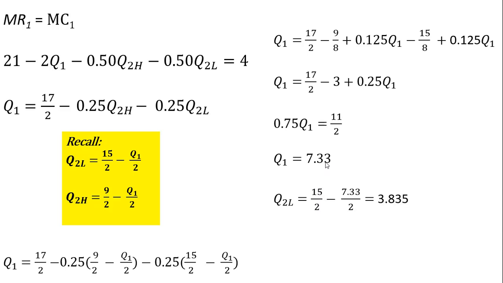Plugging that 7.33 into Firm 2's reaction function under low marginal cost or high marginal cost. For low marginal cost, Firm 2's output would be 3.835. Under high marginal cost, it would be 0.835. So our ex-ante equilibrium strategies are given by these quantities.